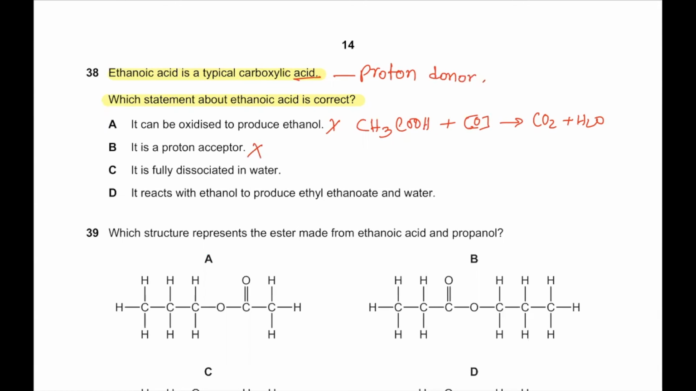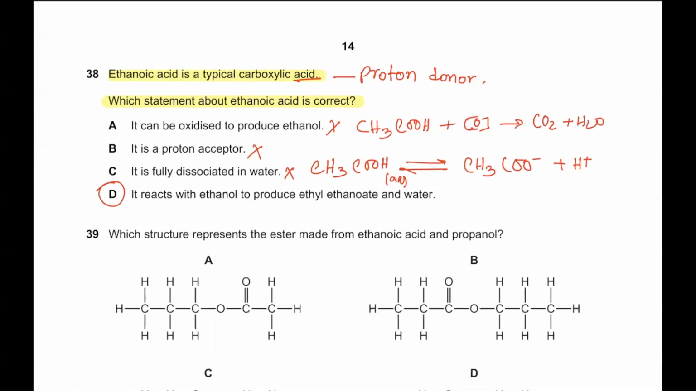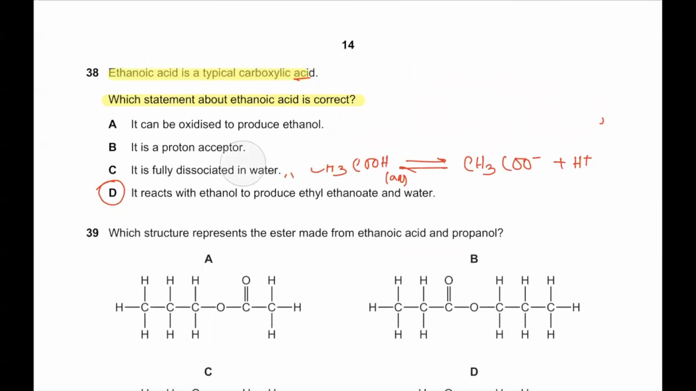Wrong statement. It fully dissociates in water. We know that ethanoic acid is a weak acid. However, due to its very little ability to dissociate in water, that's why it is a weak acid. We often refer to it with a reversible arrow. So it fully dissociates in water. That's the wrong statement. So we are only left with point number D. It reacts with ethanol to produce ethyl ethanoate and water. This is the correct statement. Guys, if you're interested how this particular reaction is done, I'll show it to you.